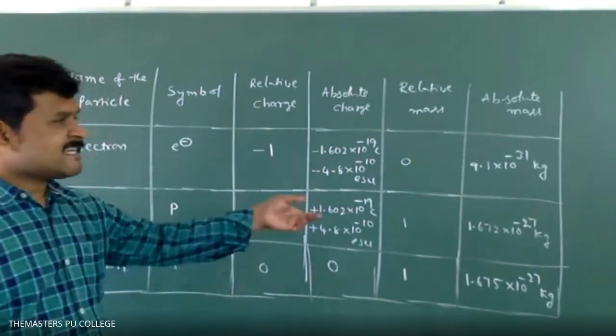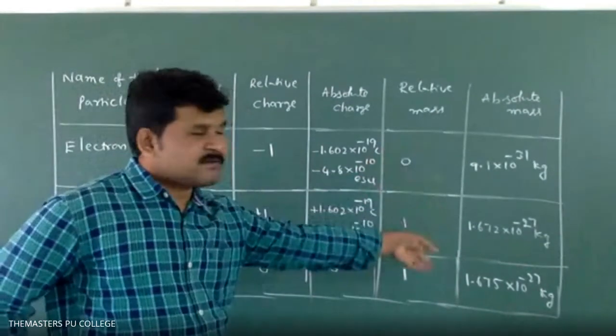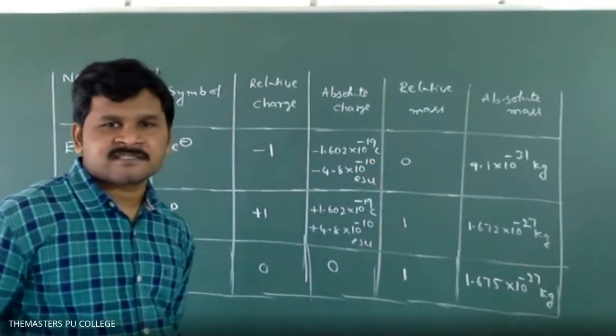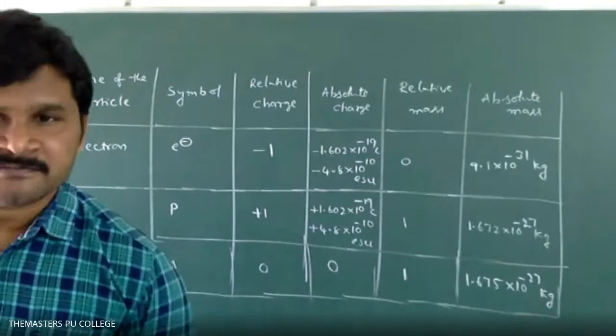So which has the highest mass now? In these three particles, which has the highest mass? Neutrons. Neutron has the highest mass, 1.675.